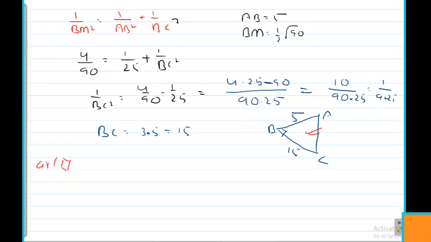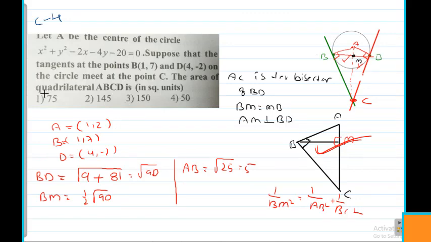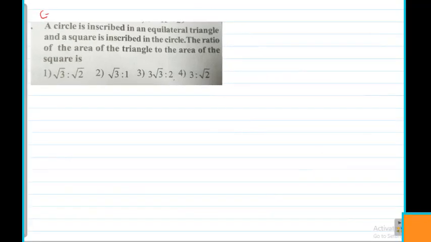Area of quadrilateral ABCD equals 2 times the area of this triangle, the triangle ABC. That is 2 into half into 15 into 5. The halves cancel, and this is 75. So the area of the given quadrilateral is 75 square units. Option 1 is correct. Okay students, this is our 5th problem.